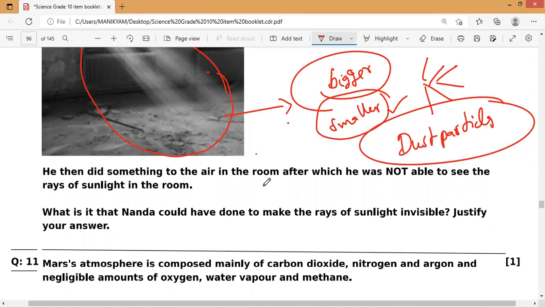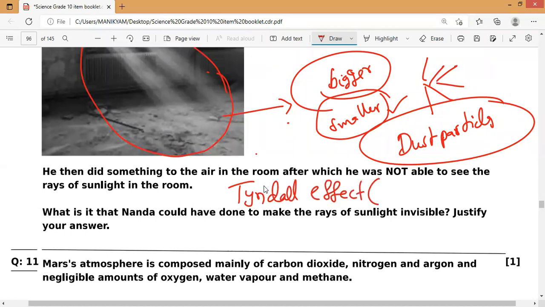Or we can say filtering the air removes the suspended dust particles so that it will prevent the scattering of light, which makes the rays visible. So what is the phenomenon present here? That is what we used to call the Tyndall effect.